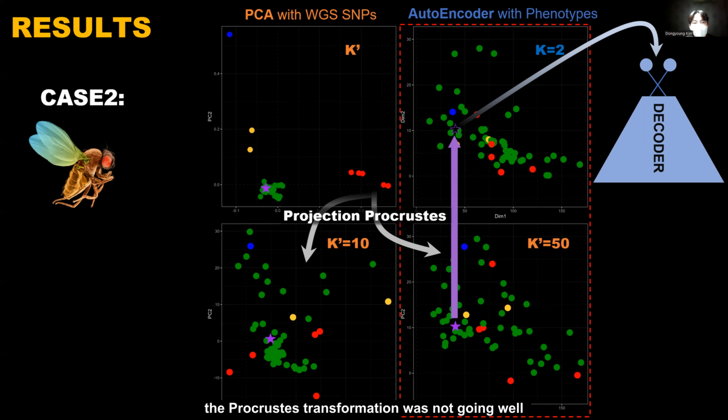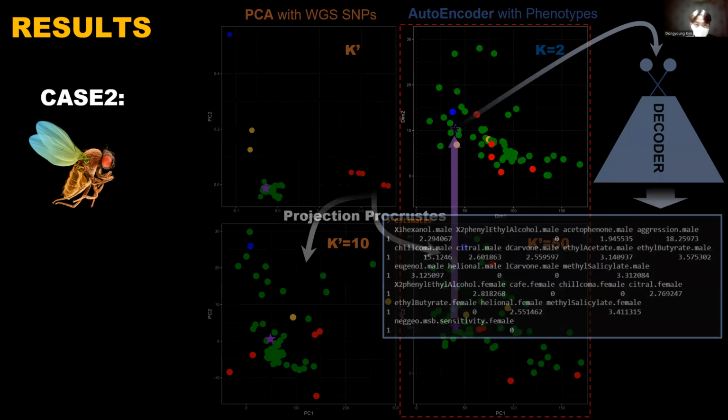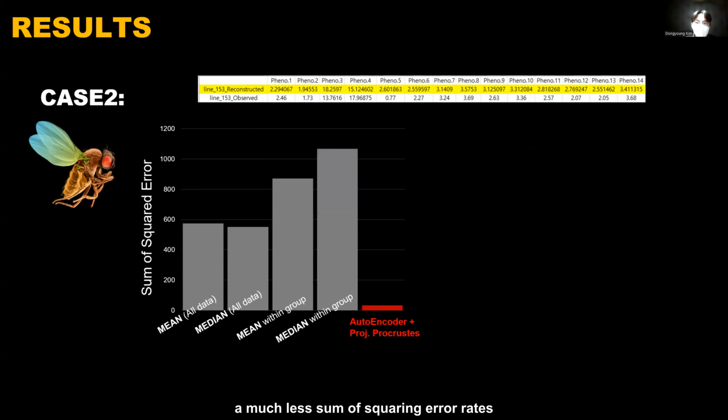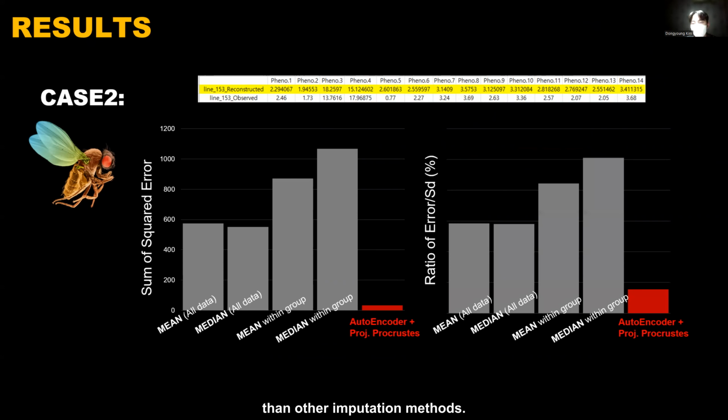If you look at it now, the Procrustes transformation was not going well compared to the Harvestman dataset. As I will explain in detail later, it seems to be because phenotypic data has too little relevance to genotype data. Nevertheless, the reconstructed data resulted in a much lower sum of squared error and error rate relative to standard deviations than other imputation methods.